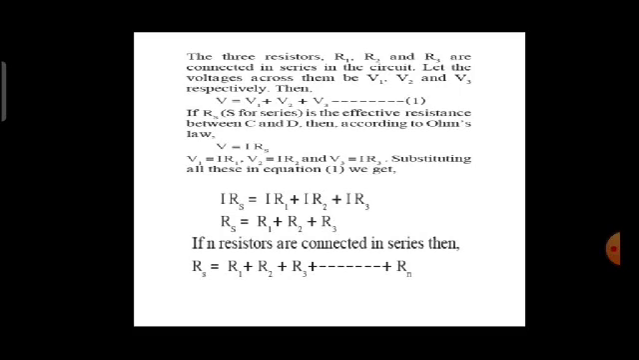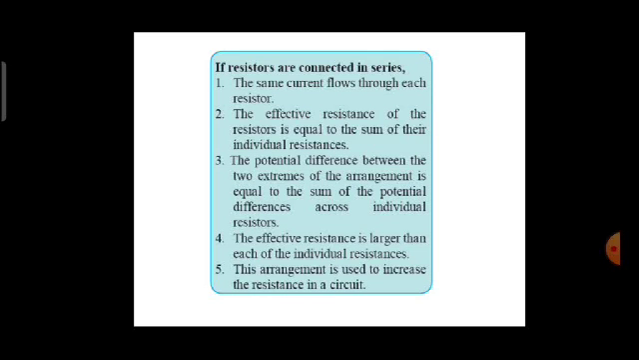This means that when the resistors are connected in series, the same current flows through each resistor, and the effective resistance of the resistors is equal to the sum of their individual resistances. The potential difference between the two extremes of the arrangement is equal to the sum of the potential differences across individual resistors. The effective resistance is larger than each of the individual resistances. This arrangement is used to increase the resistance in a circuit.